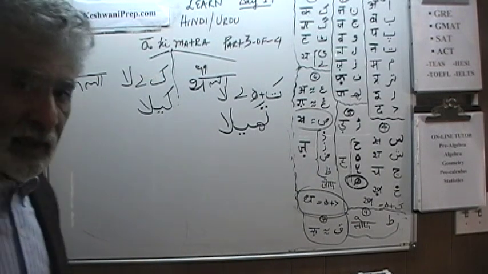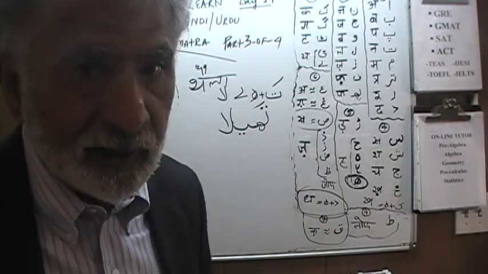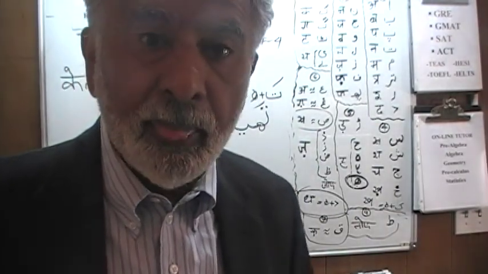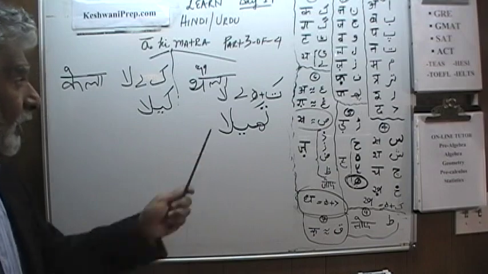Thela. Thela and Kela. Kela is very quick. The A sound is very quick. Kela, Thela. Let's do another pair. While we are at it, why don't we make one more word out of it?